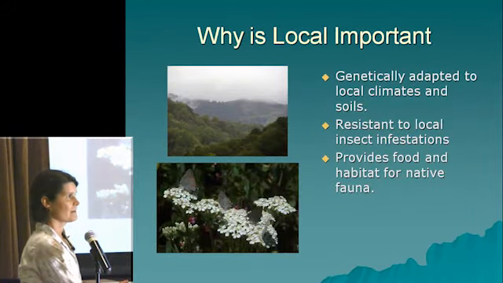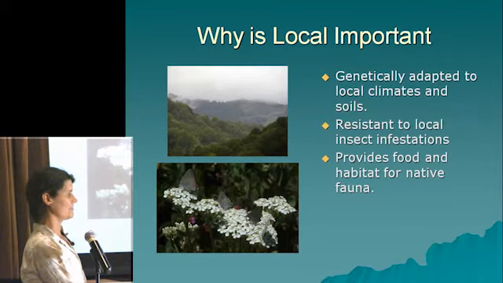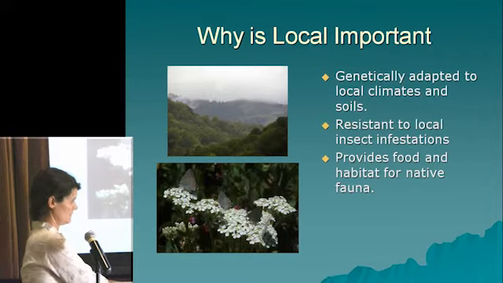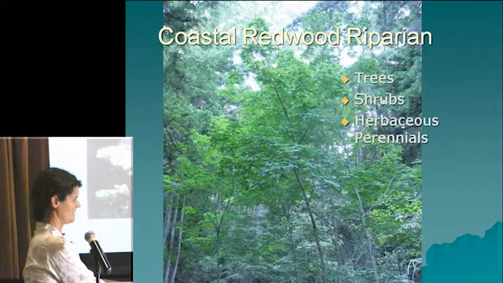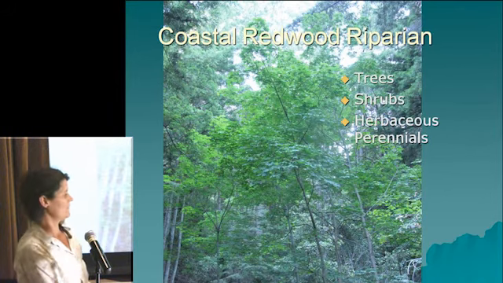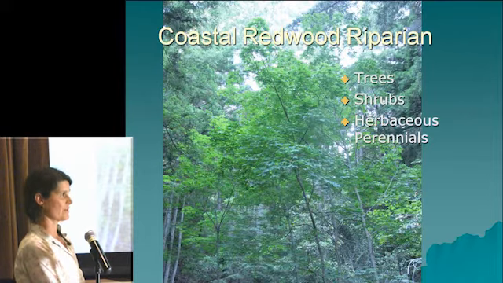So again, why is local important? Well, plants have been around here, and they're genetically adapted to our local climates and soil. They're also resistant to insect infestations, and they provide food and habitat for our native fauna. So, coastal redwood riparian. I'll go into the trees first, then the shrubs, and then the herbaceous perennials.